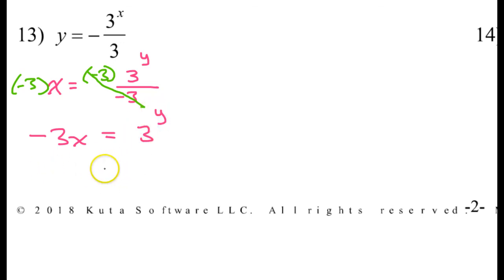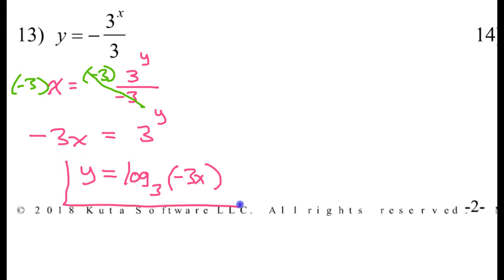Time to rewrite this in log form. Focus on the base. The base is 3. So I will write log base 3, and then everything else will change sides. The y will come over here to the left, and the negative 3x will come over here to the right and go inside the logarithm. If you have more than one thing, you need to put it in parentheses to show that it's all inside the logarithm. It's in there. So that's your final answer. Let's do one more.